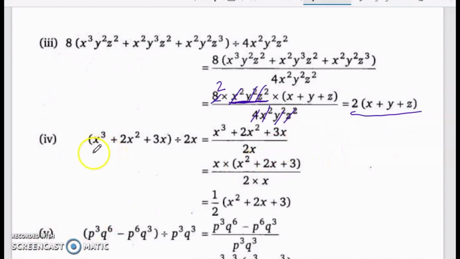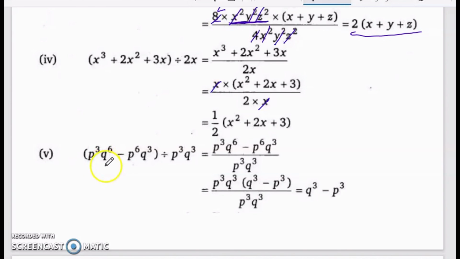The next one is x cube plus 2x square plus 3x divided by 2x. So from here I can take x common. x is there in all the three terms. So common factor I will take outside, x into x square plus 2x plus 3 divided by 2x. So here x and x can be cancelled. So this is what remains, 1 by 2 into x square plus 2x plus 3.